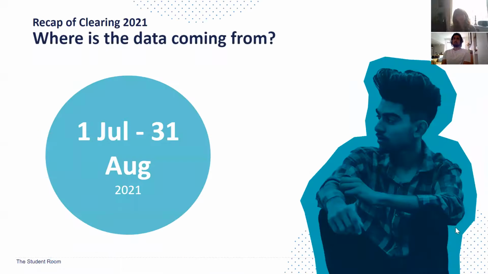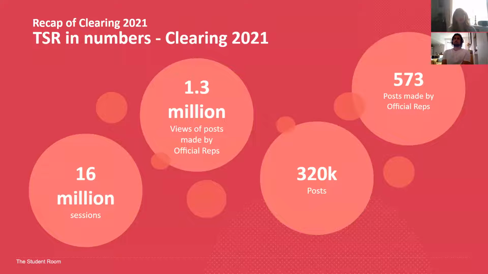Next slide, please. So a little bit more about the data for clearing 2021. This data was taken from the 1st of July to the 31st of August last year. Next slide. So we had over 16 million sessions on site, with over 320,000 posts. So lots and lots of students coming on site over those 2 months in the build up to results day, and after results day as well, asking lots and lots of questions all about exactly what they can do, where they can go, how they can achieve what they want to achieve, and just general worries and concerns.